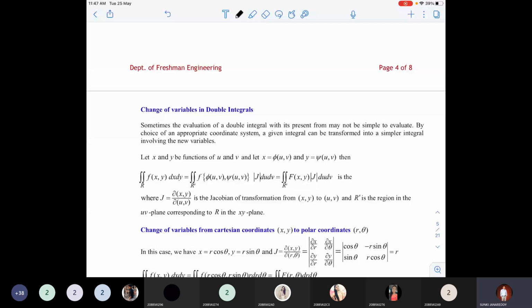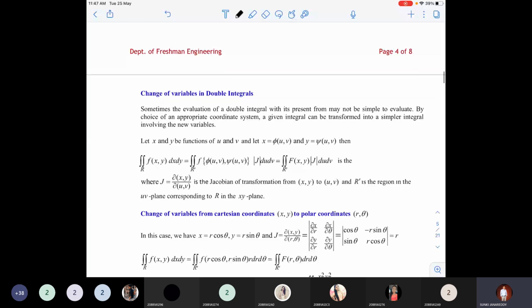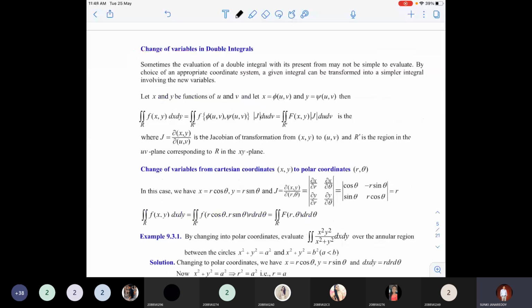Jacobian is used for what? Jacobian, I told you at the start. Jacobian is used for what? Transformation. Cartesian coordinates transform to polar coordinates means here that is the Jacobian only, right? For that we can use Jacobian. Okay, here where we can use Jacobian, that is we can see now. I think you understood. Yes or no?